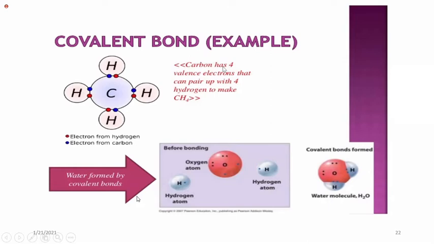You will be further learning in biomolecules basics how this carbon is going to link to different compounds, giving the properties of isomerism and all these things. It is basically dependent on this capability of carbon to bind with 4 different molecules. So carbon has 4 valence electrons that can pair up with 4 hydrogen to make methane. This is the simple example.